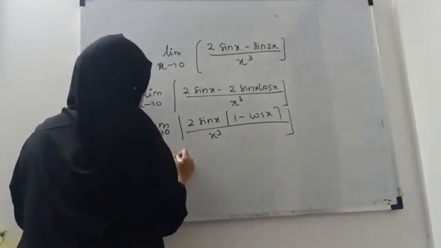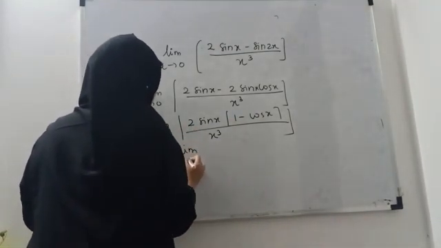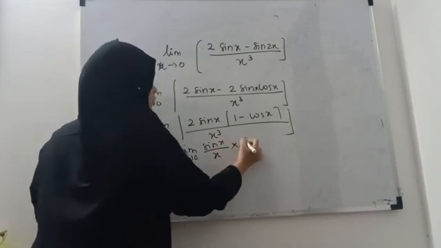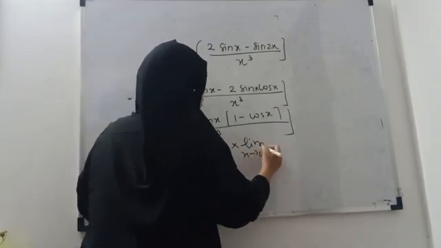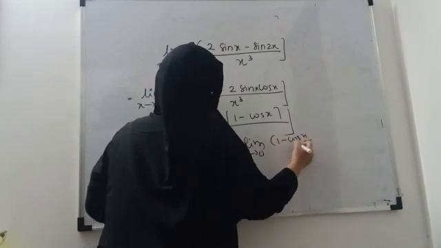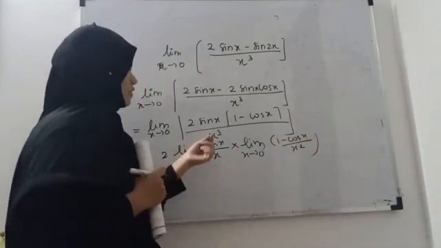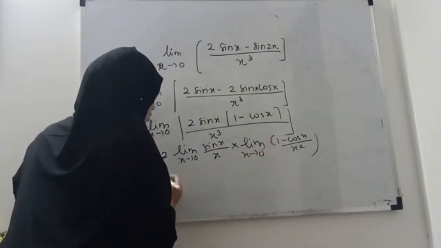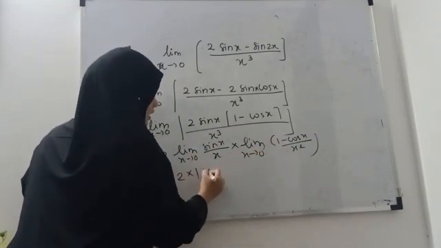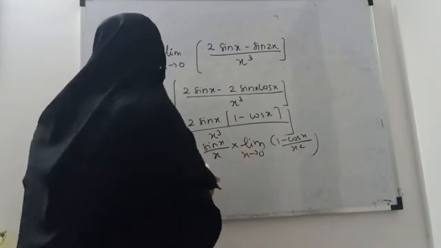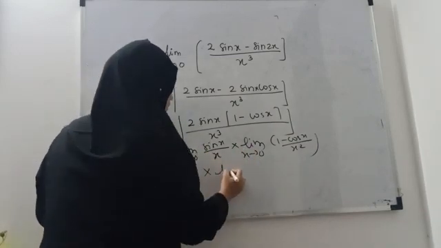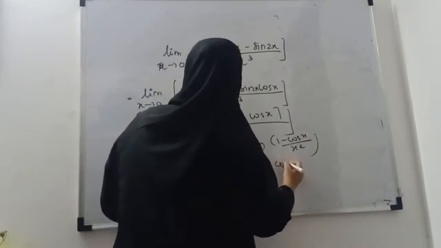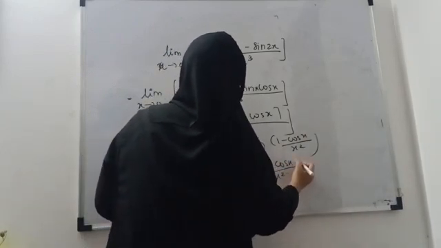So we'll give 1 x to this term and x square to this term. So take 2 out of the limit because it is constant. Limit sin x upon x into limit x tends to 0, 1 minus cos x upon x square. I have split this x cube as x into x square. Now the value of this is equal to 1. So 2 times 1 into limit x tends to 0, 1 minus cos x upon x square.